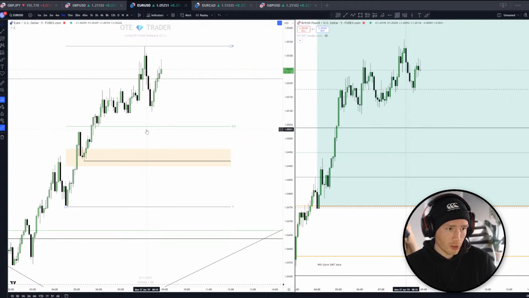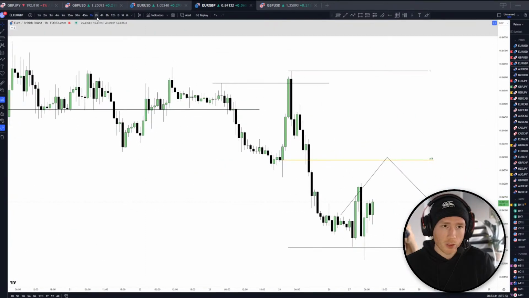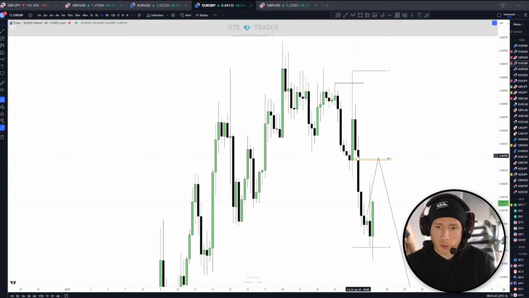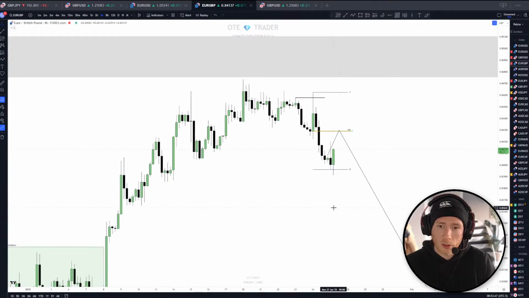Why did I enter GU and not EU? Because relative strength should push GBP higher. This can still retrace higher back to premium, but overall I'm still thinking this is gonna go lower. So that's why I focused on GBP rather than Euro. And if I'm wrong about this, then I'm gonna be in a high resistance liquidity trade. Yeah, we'll see. We'll see.